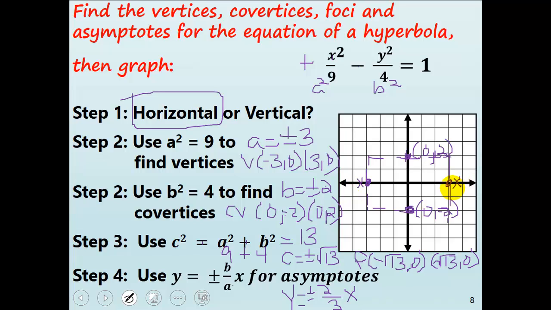Now I'm going to draw in my asymptotes and label them. Y equals negative 2/3 x, and sorry, this should be way up here, and y equals positive 2/3 x. Now let me draw in the branches with a different color. Use red. So here are my branches, just like that.